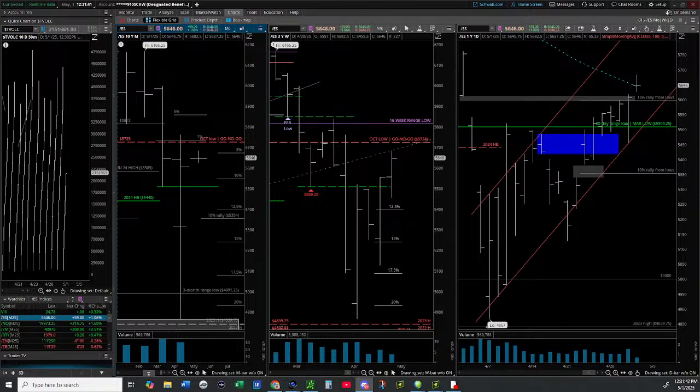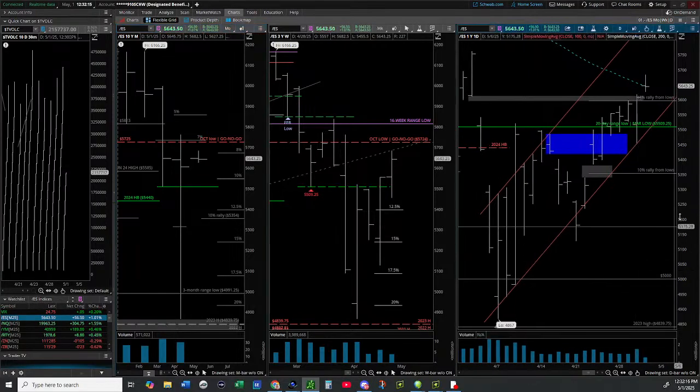Today is Thursday, May 1st. It's the first day of May. We're starting a new month, and it is 12:31 p.m. Eastern Time in the US. What you have here in this chart in front of you is the monthly, weekly, and daily time frames. I want to put it all together because I want to show you something.